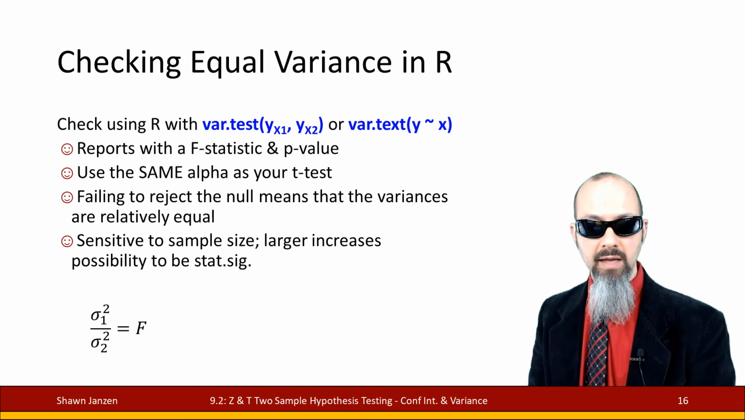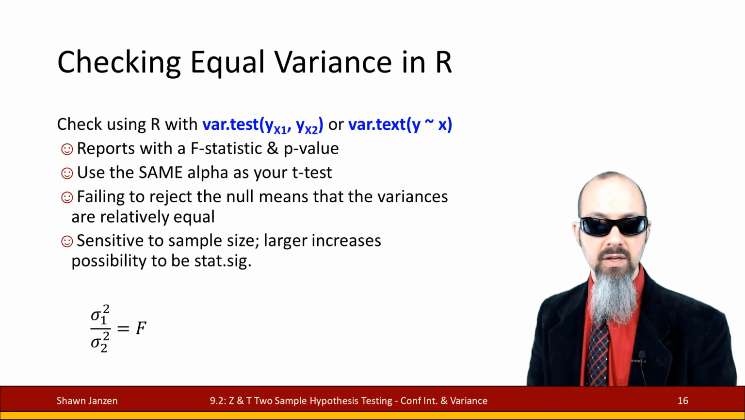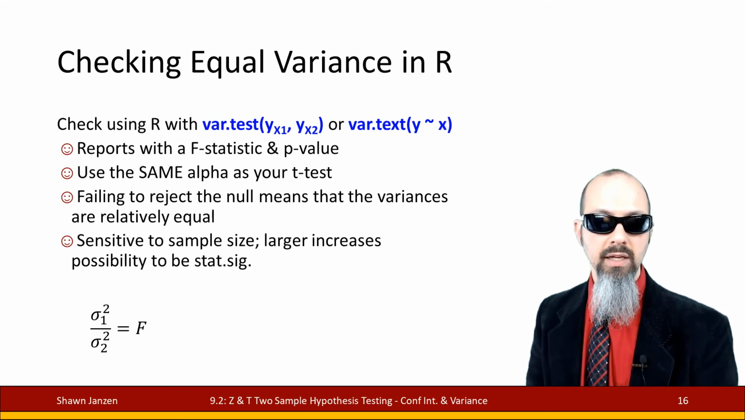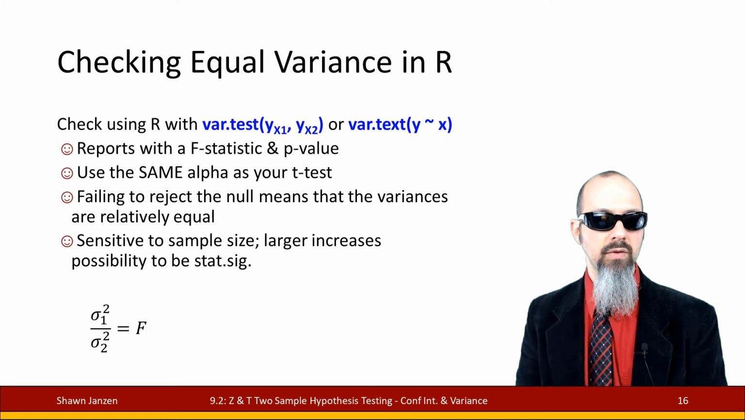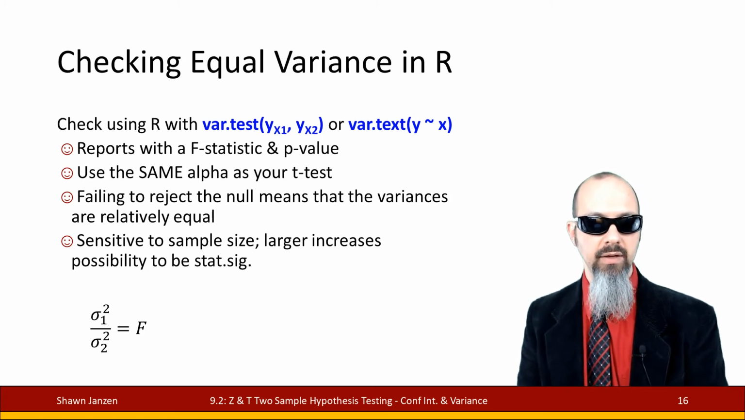If you cannot reject the null, then you have differences in variance. And this test is sensitive to sample size. The larger your sample size, the more likely it is you're going to be statistically significant, even if that ratio is actually close to 1. So pay attention to the ratio number as well as the p-value. Don't rely on just the p-value alone.